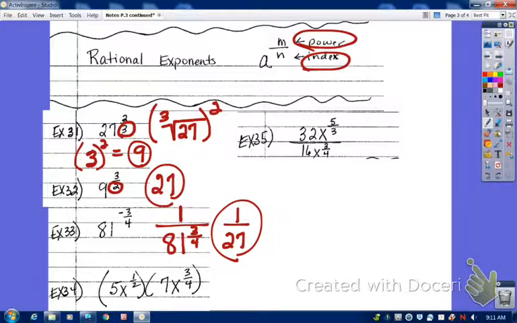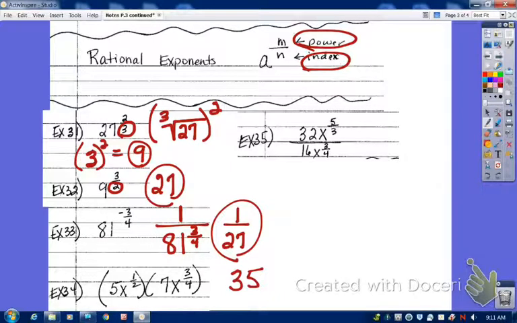Example 34. We need to multiply these two terms together. 34 is not simplified because we've got to do 5 times 7. What is 5 times 7? 35. We've got to multiply our x's together. How do we multiply like bases together? You add their exponents.